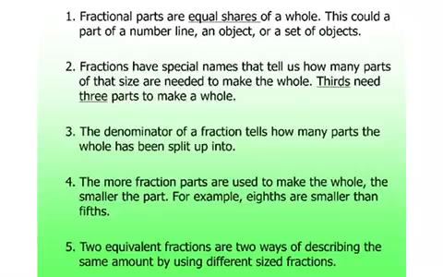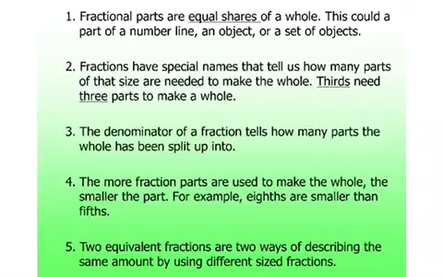All right, just a couple things to remember. Fractional parts are equal shares of a whole. This could be part of a number line, an object, or a set of objects. Fractions have special names that tell us how many parts of that size are needed to make the whole. Thirds need 3 parts to make a whole. And like quarters would need 4 parts, halves would need 2 parts, fifths would need 5, sixths would need 6, eighths would need 8. It just keeps going on like that, kiddos.